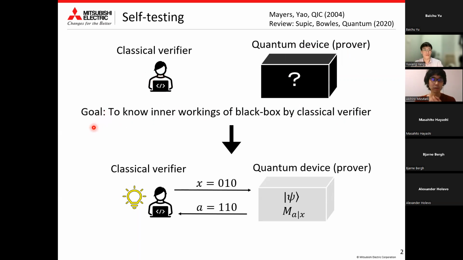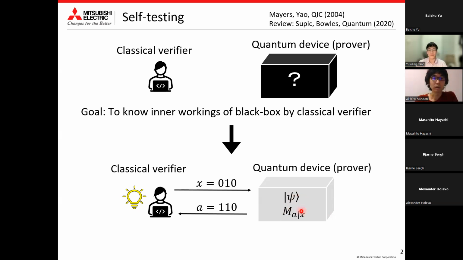To achieve this goal, the classical verifier inputs classical information into the quantum device and receives classical information from the quantum device. By using these input and output statistics, the verifier finally finds that the quantum device prepared the quantum state psi and performed the measurement with the operator M. So in short, self-testing is a method to certify the state and measurement in the quantum device by using only classical information.